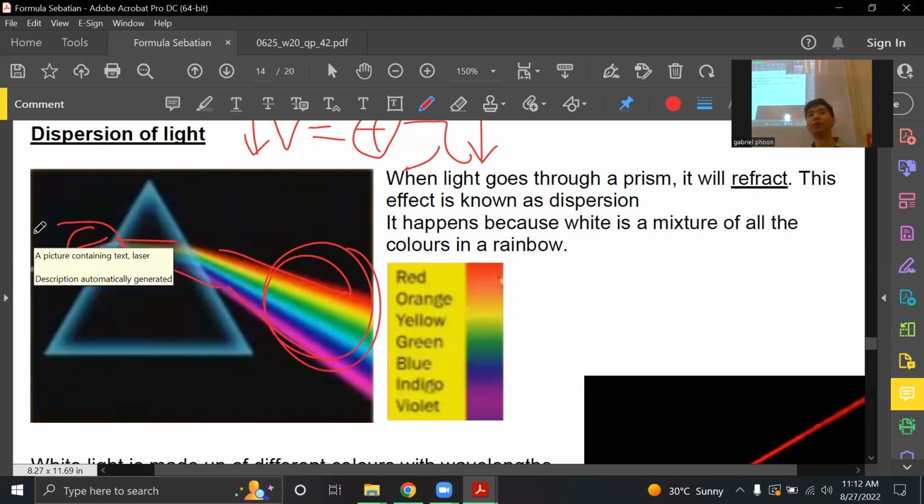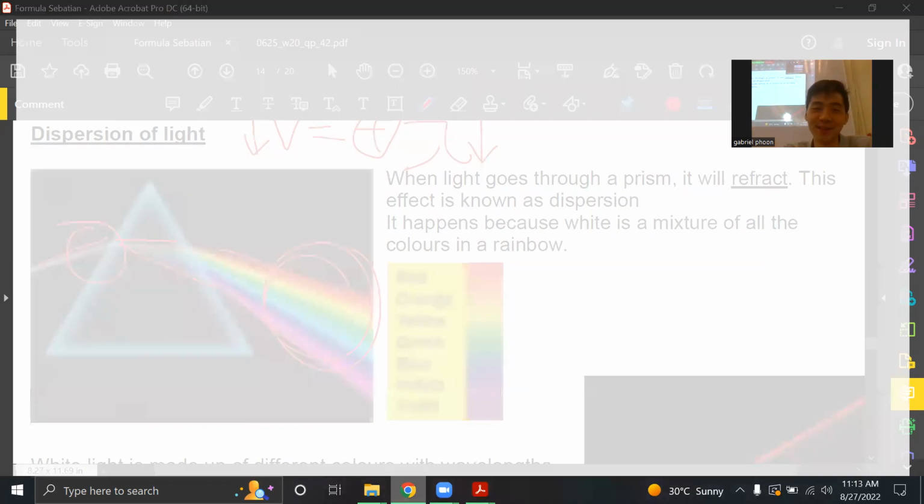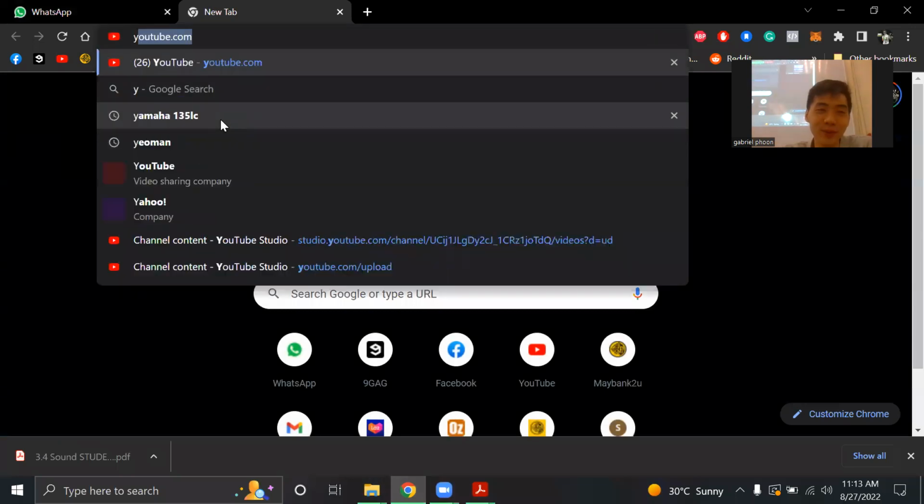Anyone here played with this experiment in kindergarten before? Anyone know what I'm talking about? Do you know how to combine 7 colors into white light again? Good, as I thought. None of you guys ever played with this before. Let's go to YouTube.